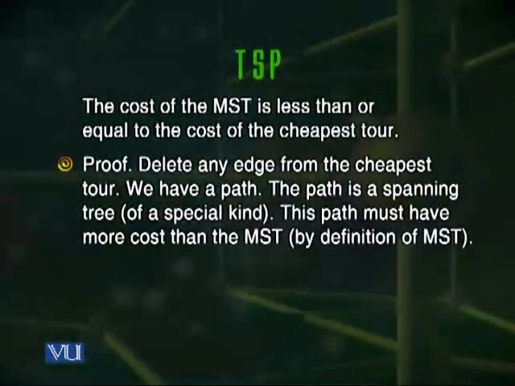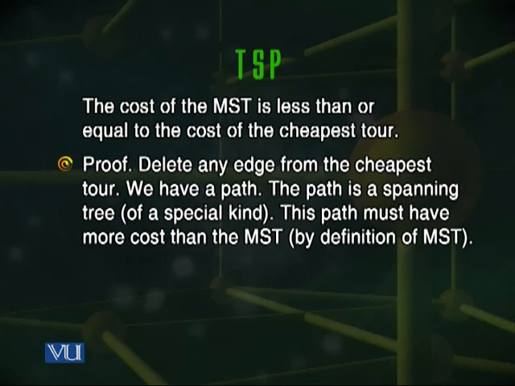How would we go about proving it? Well, let's look at the proof. The proof says take the cheapest tour in your graph and delete any edge from this tour. So take a Hamiltonian cycle and delete any edge you feel like from this cycle, and what you have left over is a path. This path has all the vertices in the graph, and therefore this path is also a spanning tree. It's a very special kind of a spanning tree. Remember that a tree is an acyclic graph, so a path doesn't have a cycle and it contains all the vertices, and therefore it's a very special kind of a spanning tree.